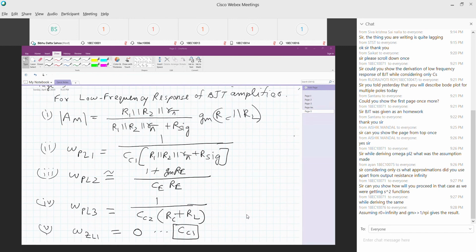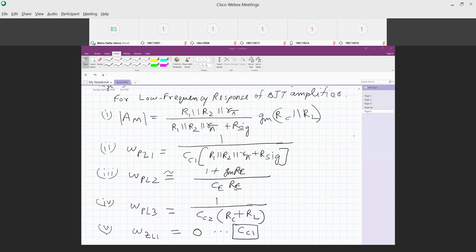Possibly RO equal to infinity. That's a valid assumption to take for this case. Yes, and I have taken RO equal to infinity for all the analysis here also, right? In the MOSFET analysis also, I have taken RO equal to infinity. GM is always much greater than 1 over R pi. That's always the case. Okay. Are there any other questions?